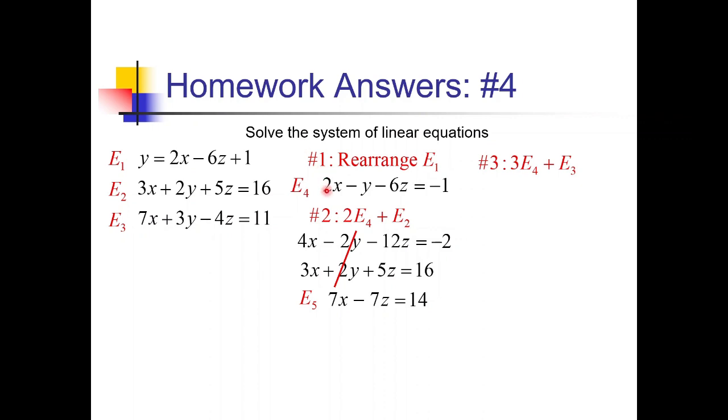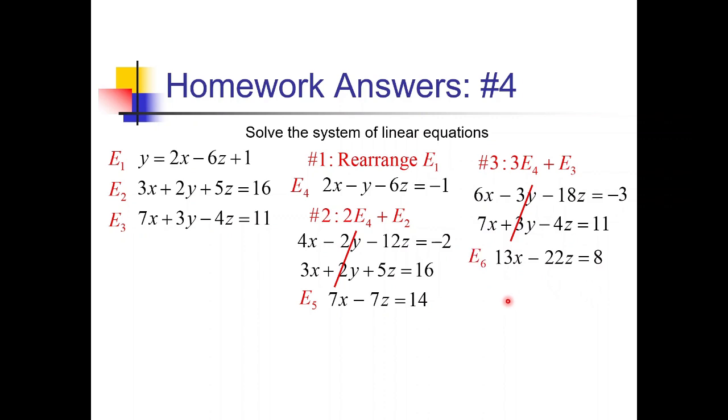So that's going to be 6x minus 3y minus 18z equals negative 3. And let me copy and paste equation 3 over here. So adding these, we get the y's to go away. 6 and 7 gives me 13x. Negative 18 and negative 4 is negative 22z equals 8. And I'll call that equation 6.